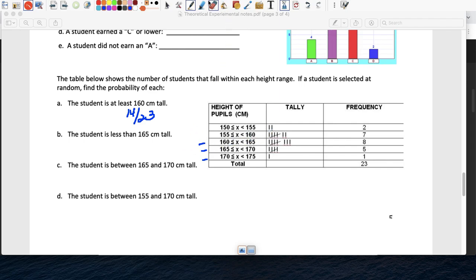would be this group and this group, which we have 17 out of 23. Between 165 and 170 would be this group right here. That's just 5 out of 23. And then between 155 and 170, all the way up to here, it would be these 3 groups. It would be 7, 8, and 5, which would be 20 out of 23. Pretty straightforward, right?